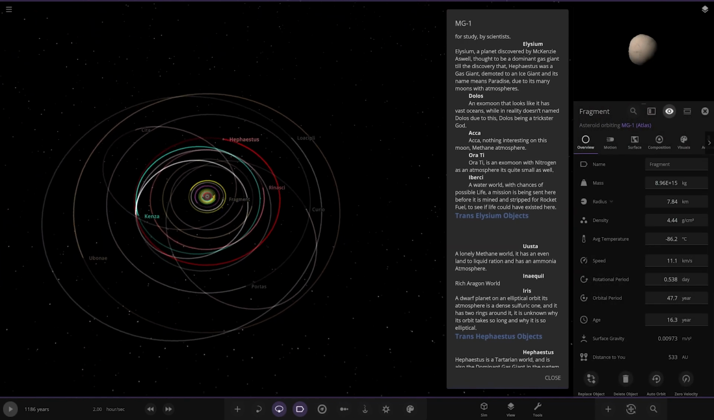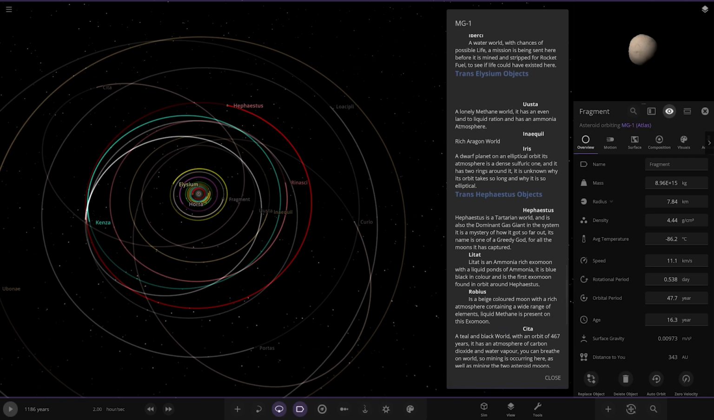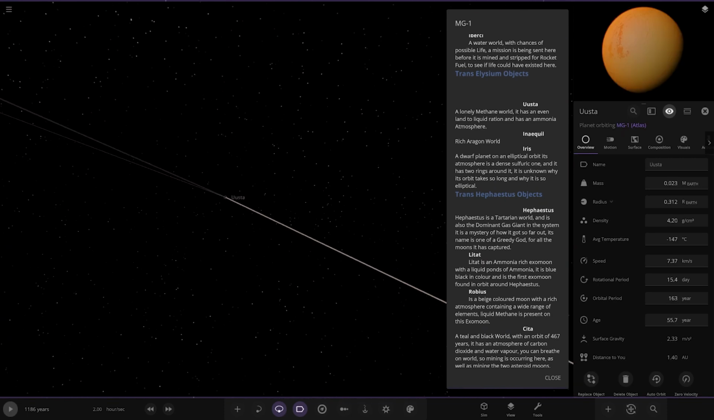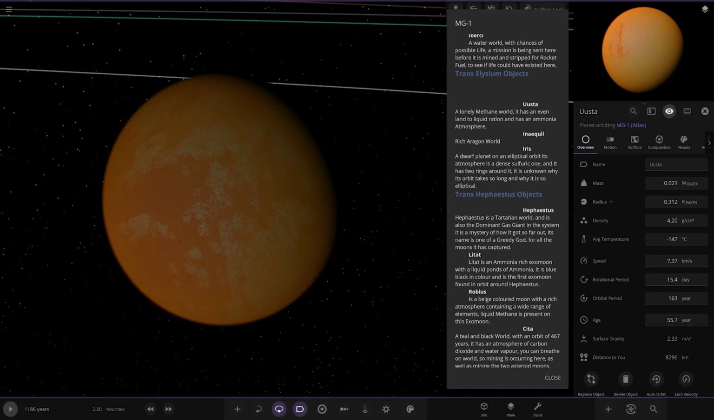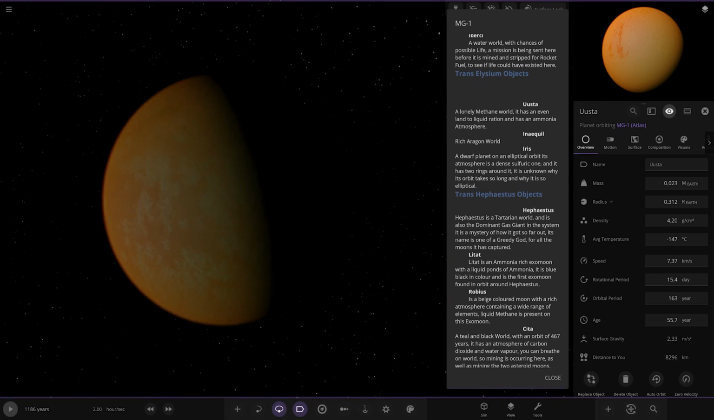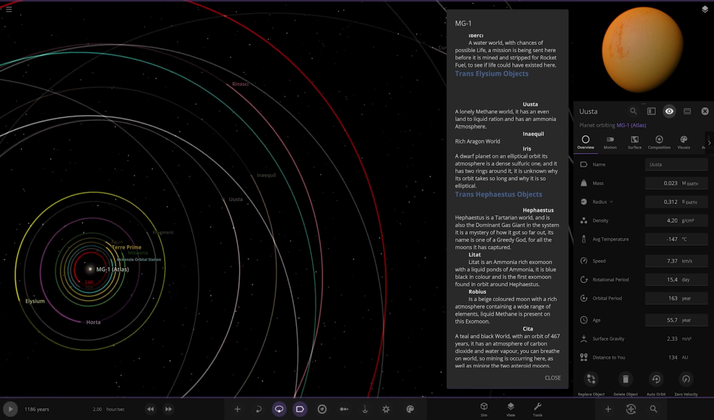Okay. Right, so now we're heading to Usta over here. Looks like the orbit's a little more ruined over here. Very orange. A lonely methane world has an even land to liquid ratio, and an ammonia atmosphere. So kind of like a Titan analog in here with the orange. Looking good. But different atmosphere there.